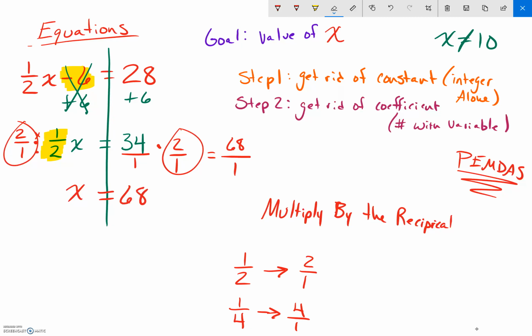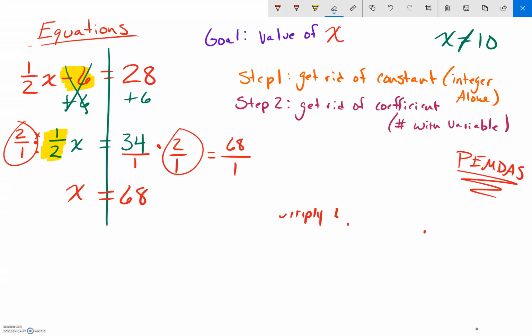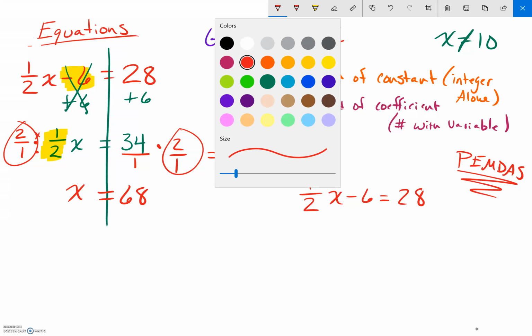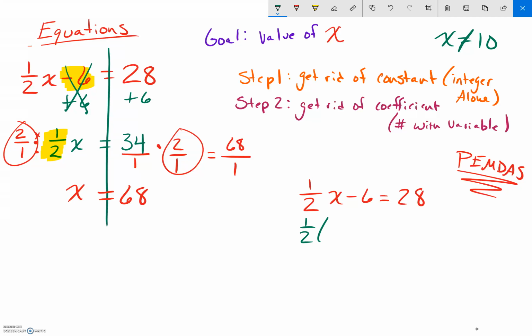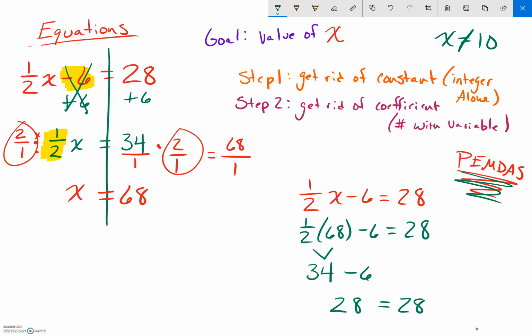We can check it. We'll take our original equation, 1/2 times x minus 6 equals 28. We'll plug in what we think x is worth. 1/2 of 68 minus 6 equals 28. And now we solve out using PEMDAS. 1/2 of 68, or 68 divided by 2, is 34. 34 minus 6 is 28. So we're correct. x equals 68.